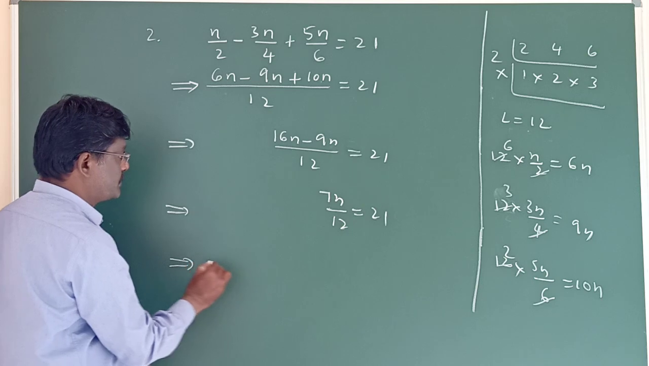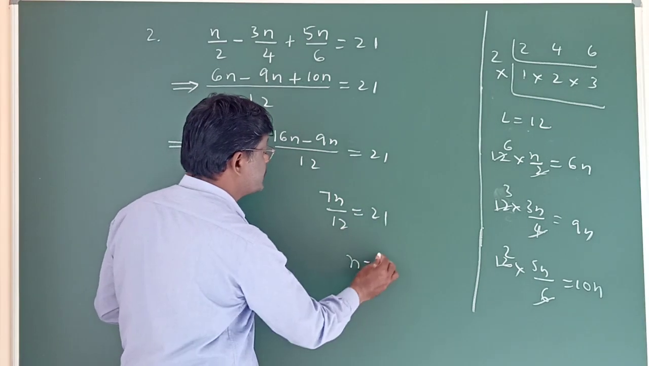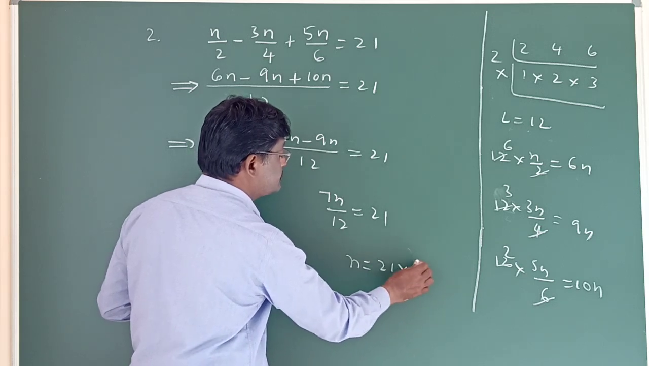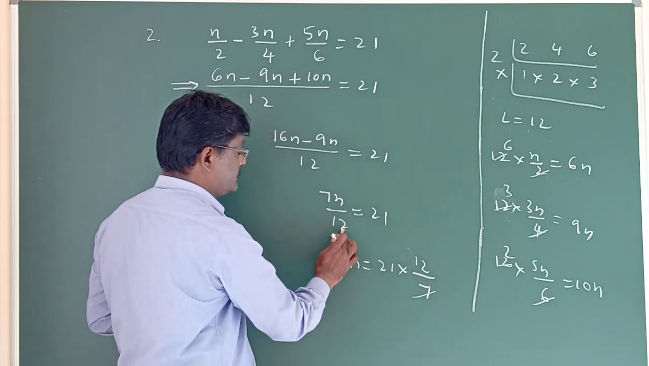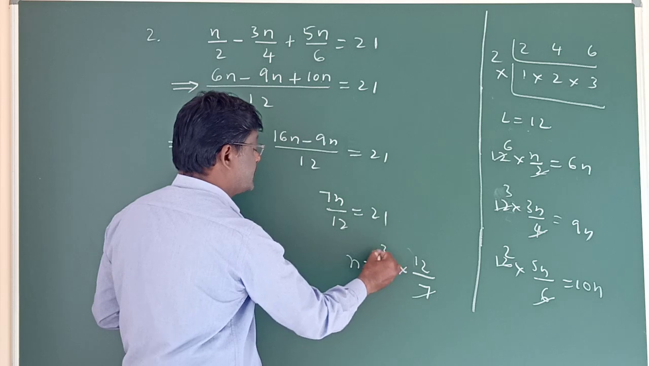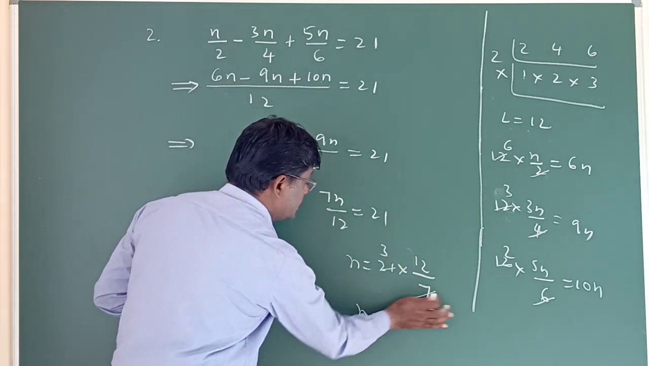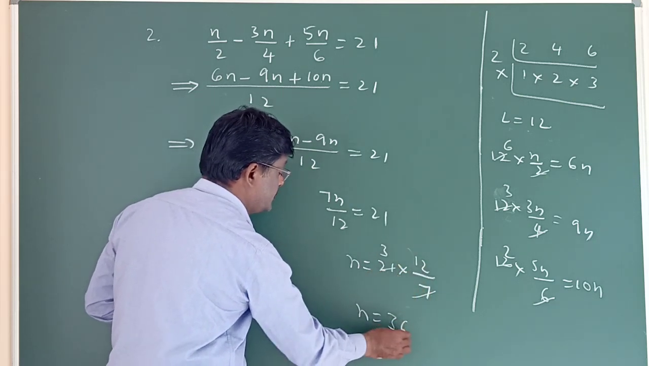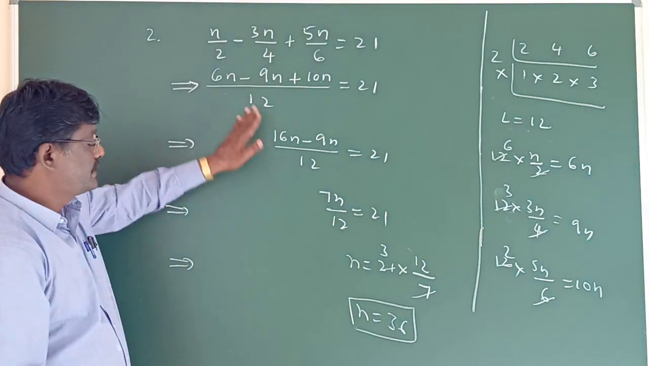Therefore, this implies n equal to, now cross multiplication, 21 into 12 by 7. This one goes up, it comes down, that we know. 7 1s are 7, 7 3s are 21, thus n equal to what? 36. 3 2s are 6, 3 1s are 36. Thus the value of unknown n is 36.